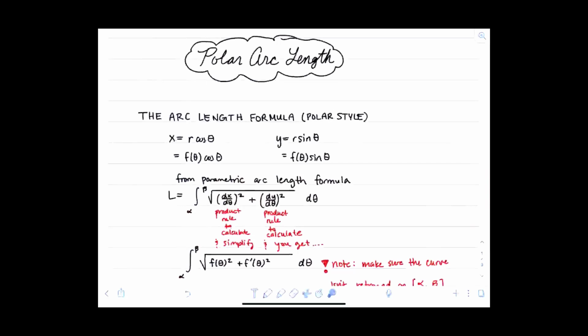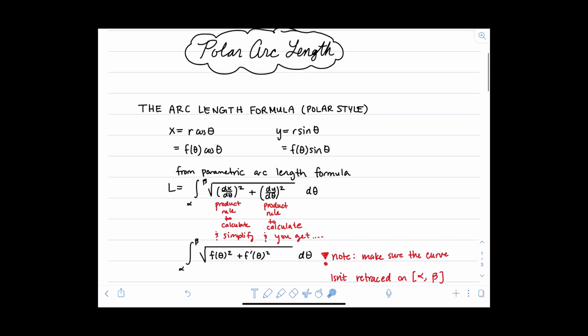The polar arc length formula comes from starting with your parameterization for x in terms of r cosine theta and y in terms of r sine theta. X is f of theta cosine theta. Y is f of theta sine theta. Now from our parametric arc length formula, this is how we would compute arc length if you had your x and y parameterized. So it's dx d theta squared plus dy d theta squared, and we're covering the arc length from angle alpha to angle beta.